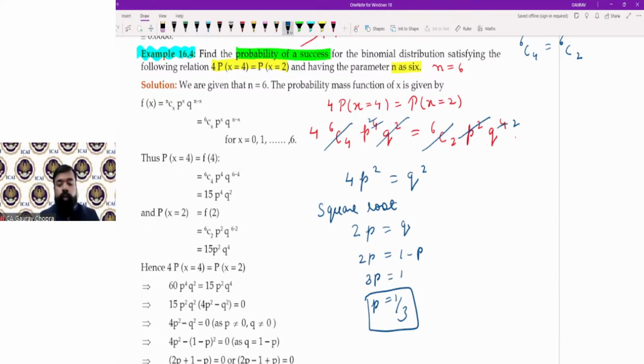So in this way, we can calculate the probability of success. If you require failure, you can do 1 minus P. You will get the probability of failure.